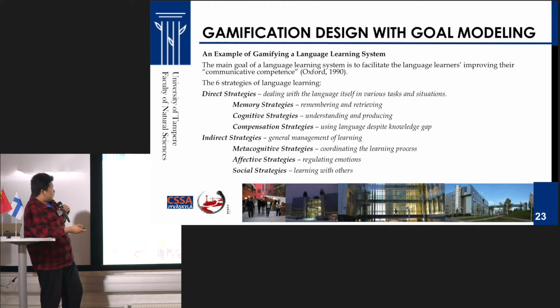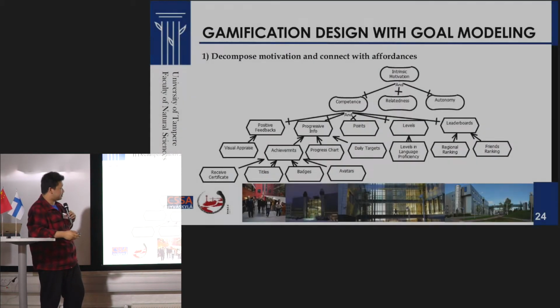I give an example of gamifying a language learning system, like how to gamify a language learning system here. This is a book I use as reference. They have the six strategies of language learning like these. You can find them quickly, but I'm going to skip that, time is limited.